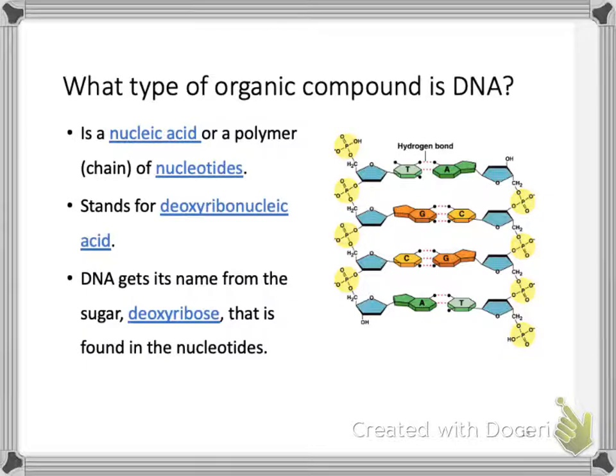Well, the first thing we should know is what type of organic compound is DNA. DNA, N-A, stands for nucleic acid, okay? And a nucleic acid is a polymer or a chain of nucleotides, okay? So this is a DNA molecule here. You probably remember from biology that a DNA molecule is typically a double helix. So that spiral shape in this case has been flattened out.